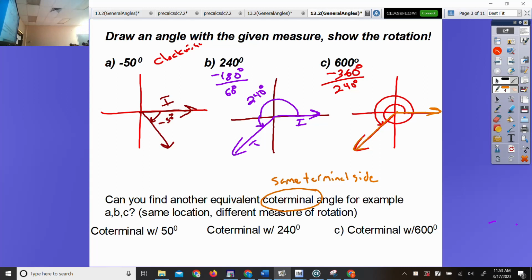So the question that's being asked here is, can you find another equivalent coterminal angle for examples A, B, and C? Example A was a negative 50-degree angle. And that was a negative rotation. What if you rotated positively to get here? How many degrees would it have been? A positive rotation. 310. Finish the circle. Circle's 360, you know 50. 310 left. 310 degrees looks exactly the same as a negative 50-degree rotation.